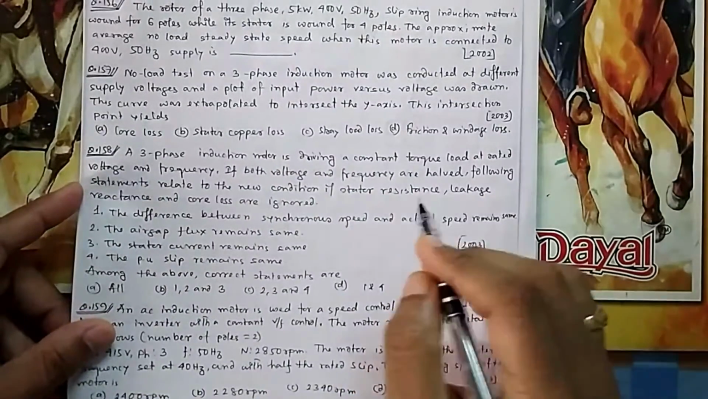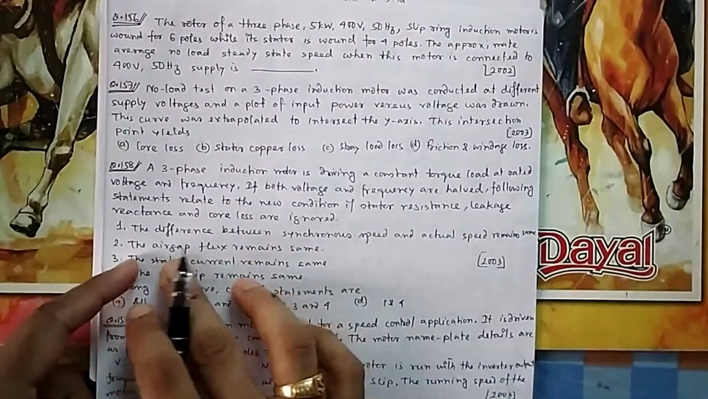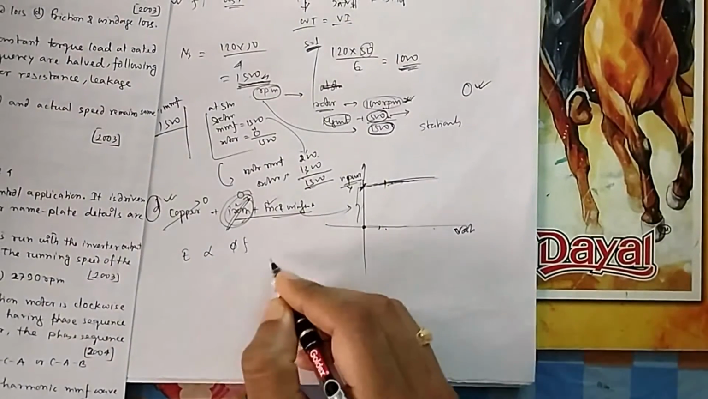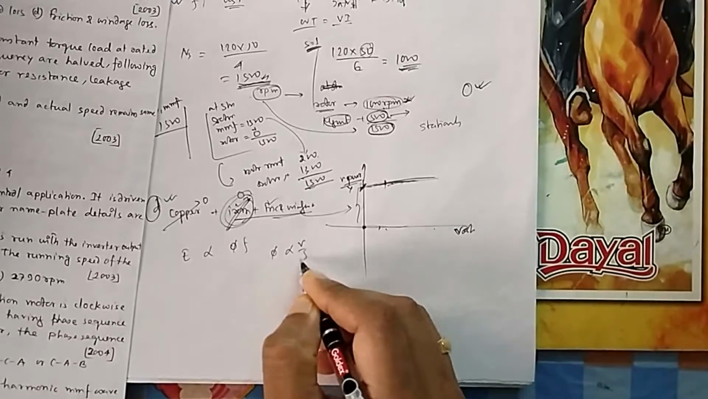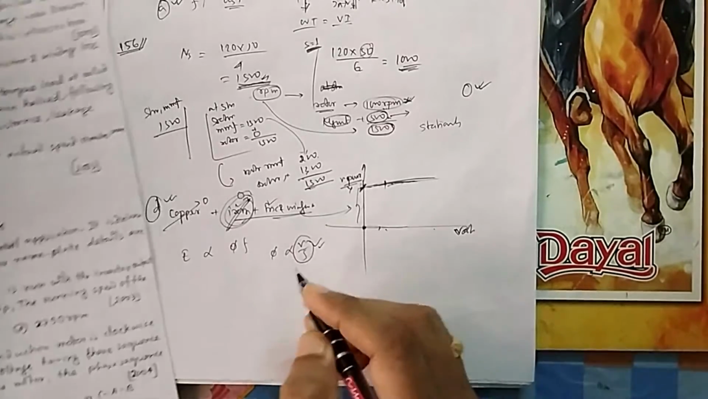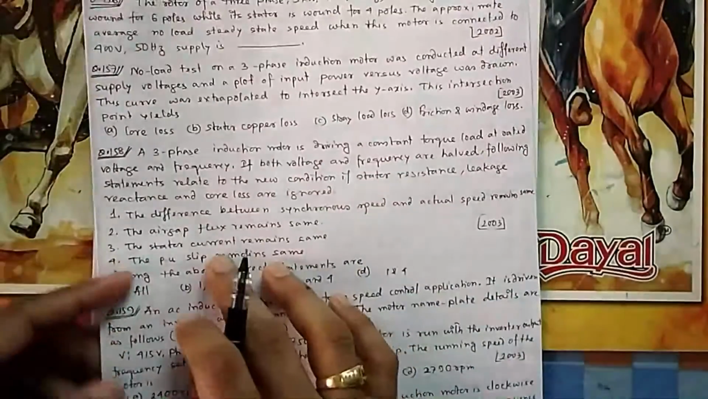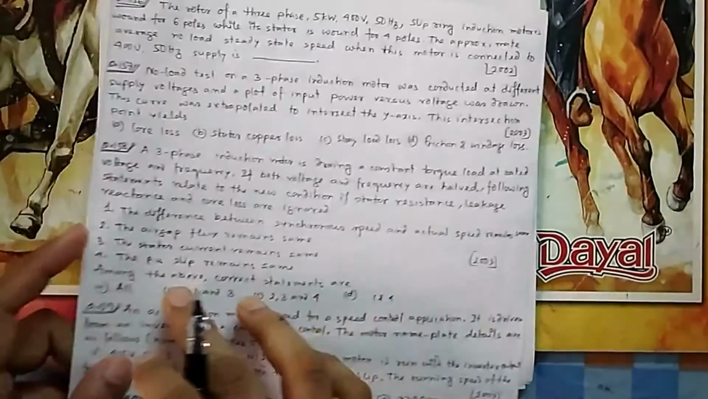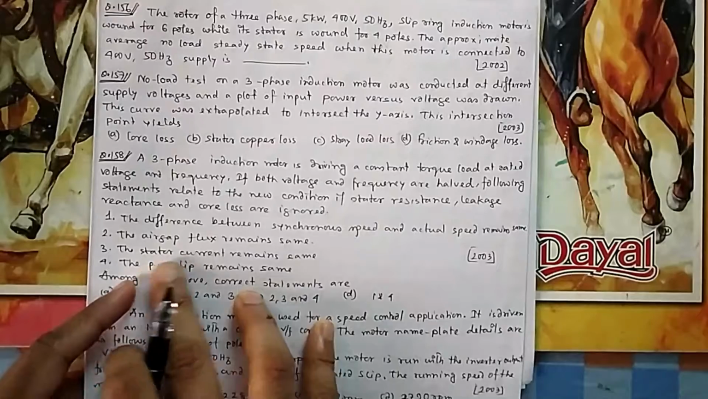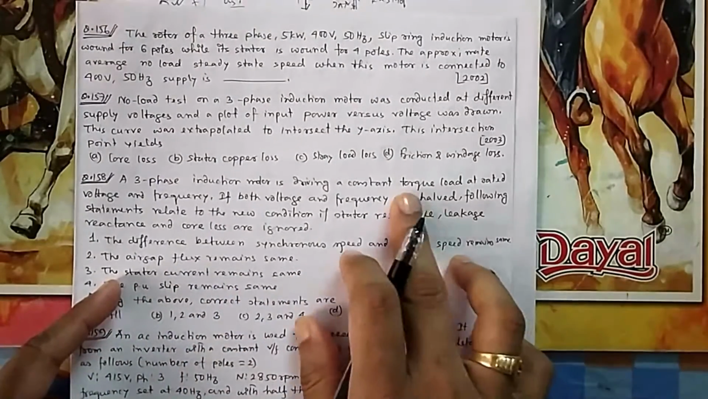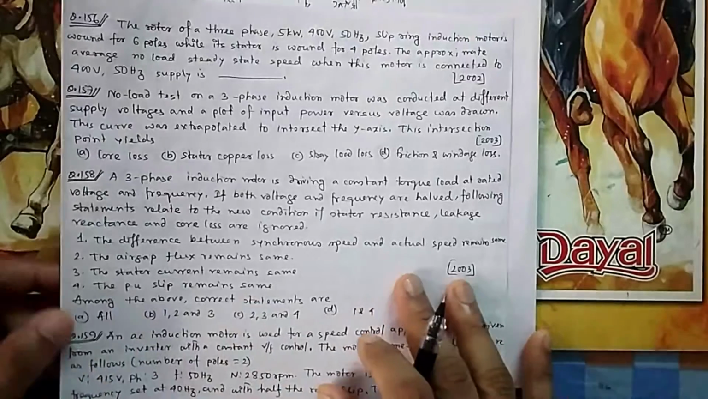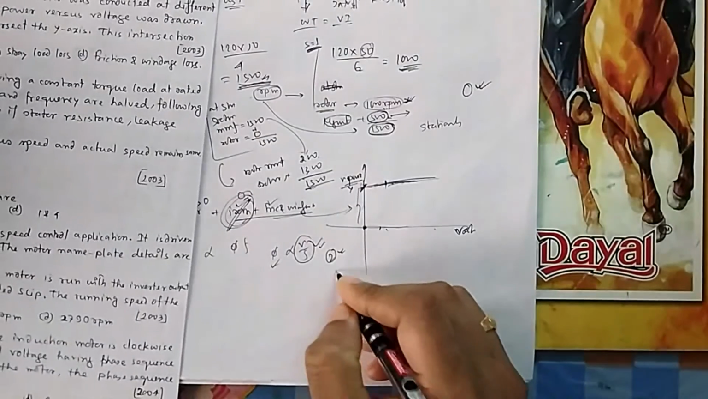So if you maintain this V by F ratio, obviously your air gap flux will remain same, because E is directly proportional to phi into F. So phi is directly proportional to V by F. So if you can keep this ratio constant, that means your phi is always constant. So obviously option 2 should be one of these. Then your stator current remains same. Obviously it will remain same because you are drawing constant load torque. Because you are drawing constant load torque, this one should also be same.